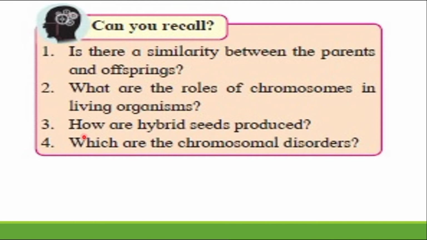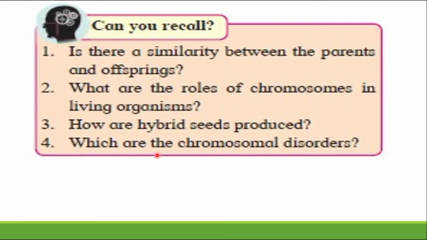The third question: how are hybrid seeds produced? Hybrid seeds are produced manually by modifying the plant structure, by removal of the male organ from the female plant before anthesis. This is possible only when the male and female parts of a single flower or plant are separated.